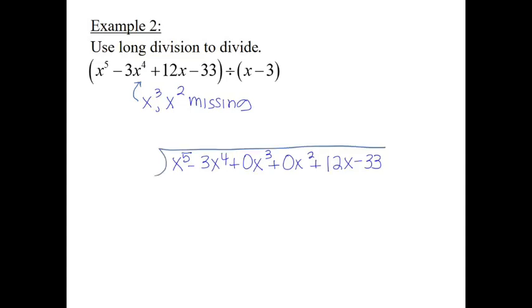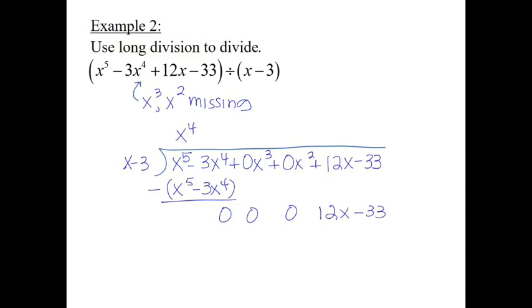We divide that by x minus 3. Well, x to the 4th times x gives me x to the 5th. Multiply by both parts of the divisor, change the sign, or subtract, so you have minus x squared plus 3x to the 4th. Those all add, that adds to be 0, and then we bring down a 0, we bring down another 0. So now we're going to bring down the 12x minus 33.